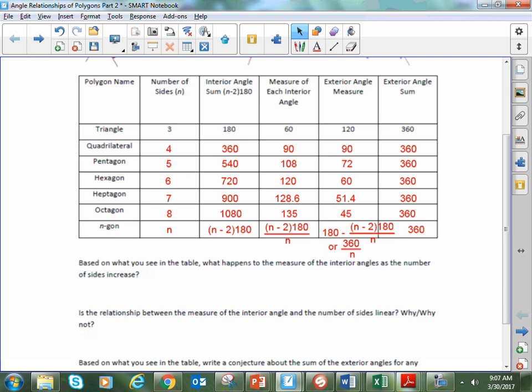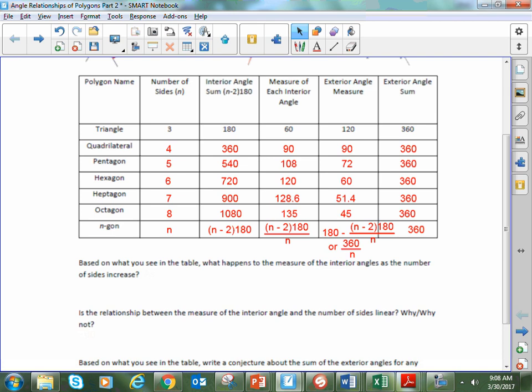Now, the measure of the interior angle. This is where we're breaking off into new territory for this investigation. If all of the angles have to be the same, and I know the sum of the angles, well, I just say whatever the sum is divided by however many sides there are, however many angles there are. So that's how we're getting the expression that we see at the bottom of that column, (n minus 2) times 180 divided by n.